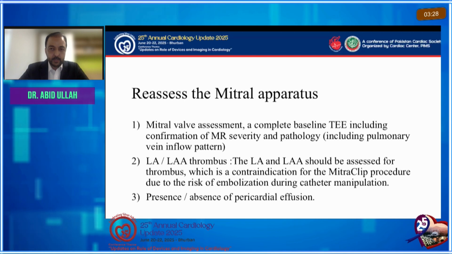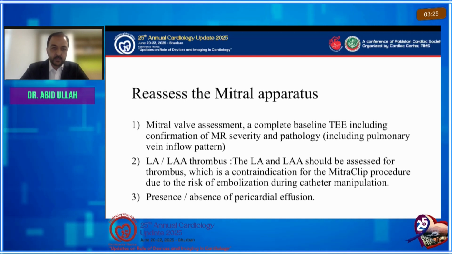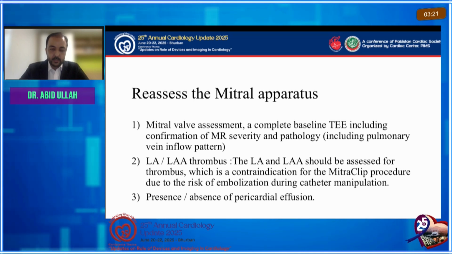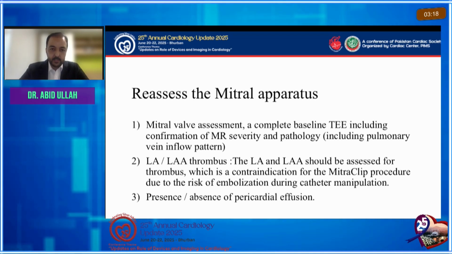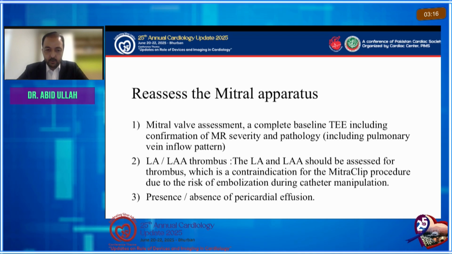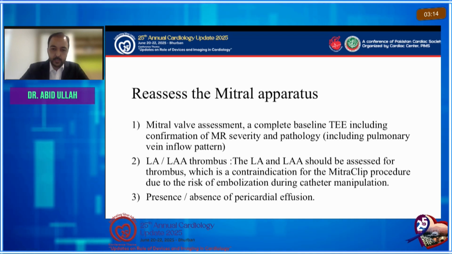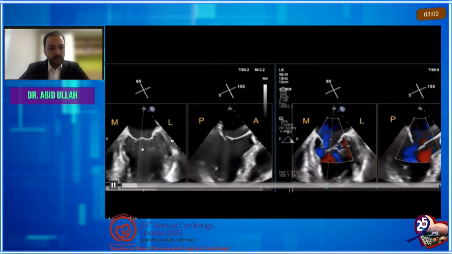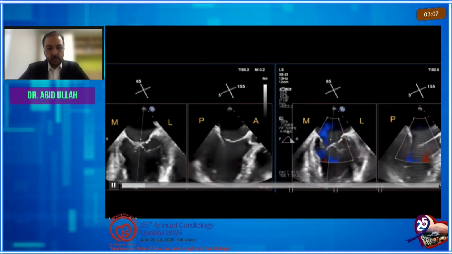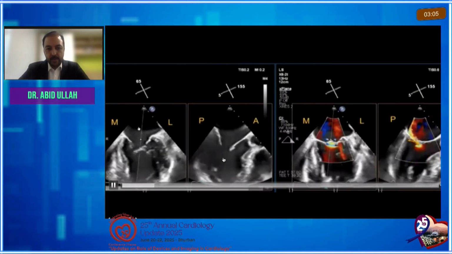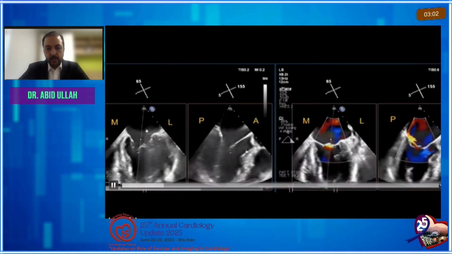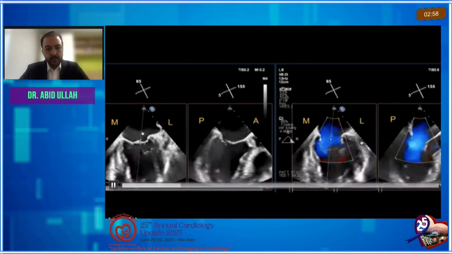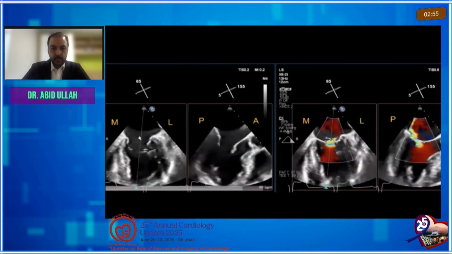So once the patient comes to the cath lab, we reassess the mitral apparatus. We look at the mitral regurgitation, we look at the left atrium and the left atrial appendage for any thrombus, and we document any presence or absence of pericardial effusion. So as I was mentioning earlier, the main view is the bicommissural view with the cursor across the mitral valve, and in the X-plane view, we'll have an L view, T view, and we put color on that, which shows an eccentric jet of mitral regurgitation.